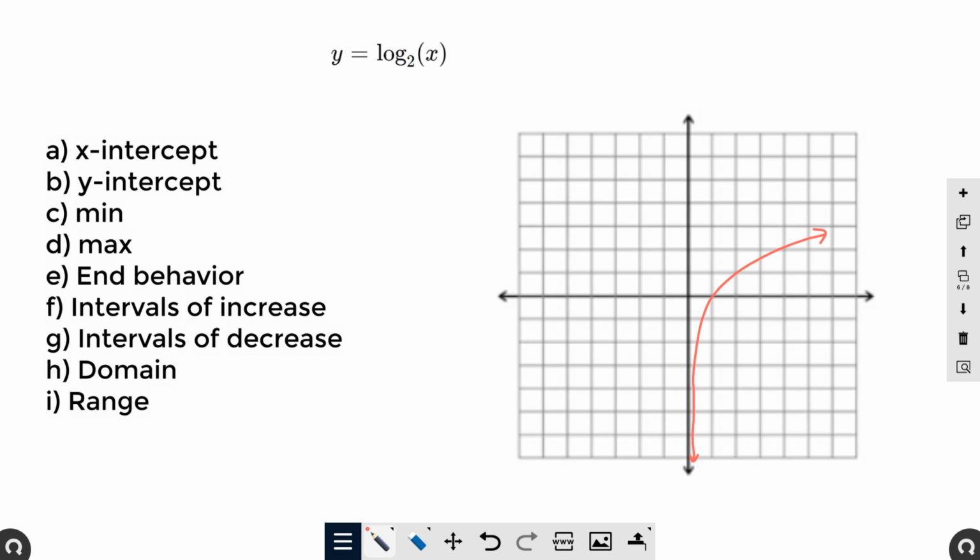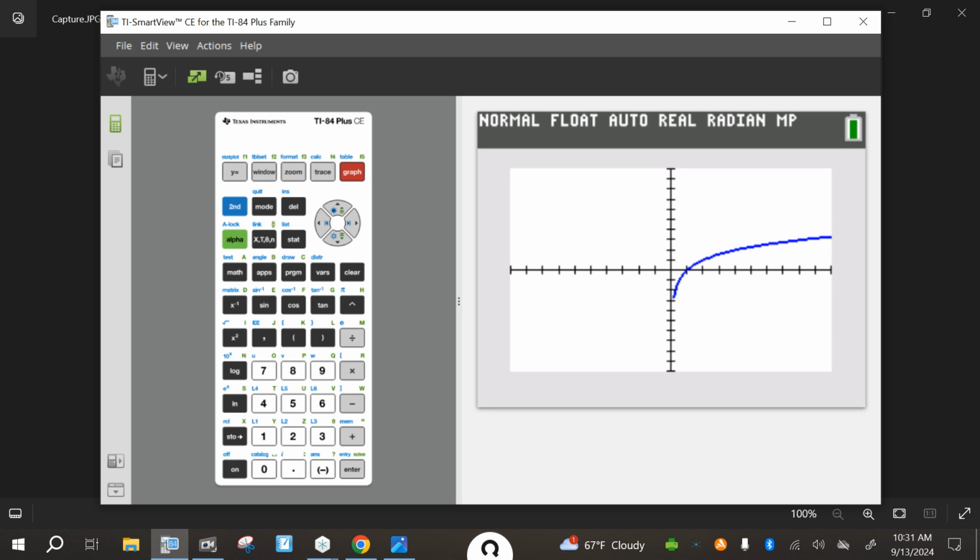Now, the first thing that we want to find is our x-intercept. Going back to the graph, you can do it the way that we just did it, or look at the graph. Where does it look like it crosses the x-axis? At 1. Let's test it out. Hit trace, 1, and enter. Well, x is 1, y is 0. Does that mean it's an x-intercept? Yes, it does. As long as the y value is 0, it works out.